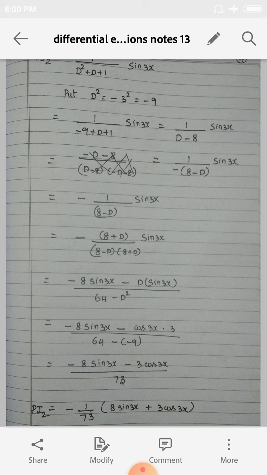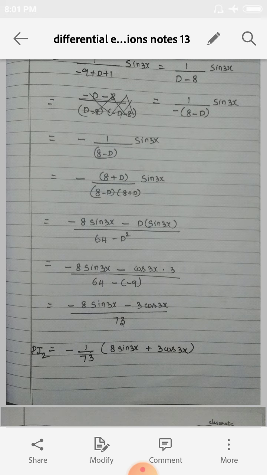into sine 3x. That is, you have to take the conjugate. For taking the conjugate, we have to rewrite the term d minus 8 as minus of 8 minus d. So minus 1 by 8 minus d into sine 3x. What is the denominator? It is 8 minus d. What is the conjugate of the denominator? 8 plus d. So multiply and divide by the conjugate of the denominator, we get minus of 8 plus d into sine 3x divided by 8 minus d into 8 plus d.